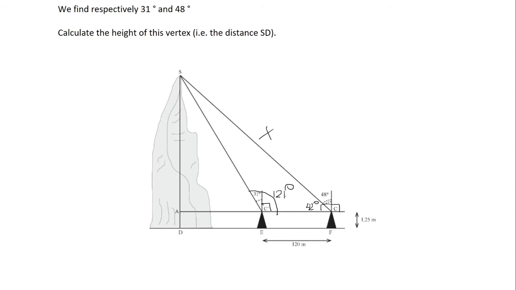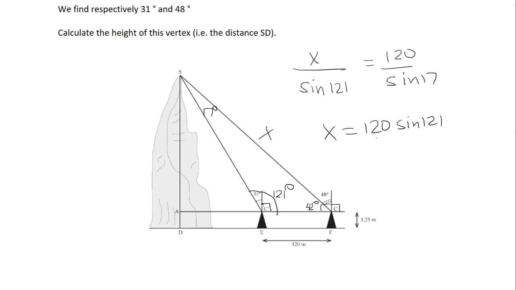We know that this triangle adds up to 180. So we have 124 and 42, which leaves this angle as 17. So we're going to use law of sines. We're going to have x over the opposite angle, which is 121, equals, now the length here, EF, is 120. So that's 120 over sine 17. I'm going to solve for x by bringing the sine 121 to the other side. And I get 351.813 meters. Okay. All right, so keep in mind I want to solve for SD.